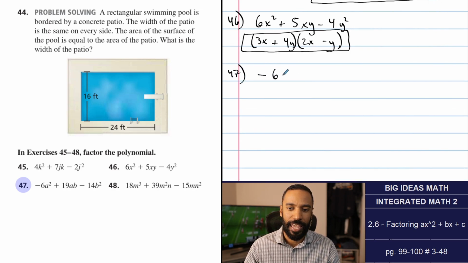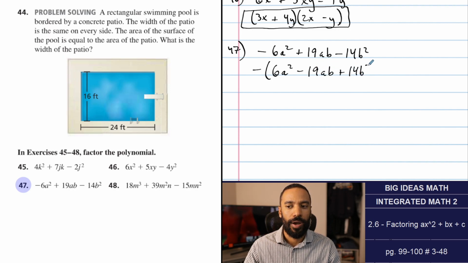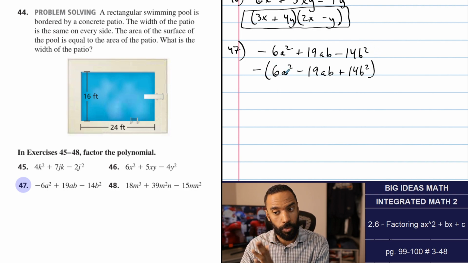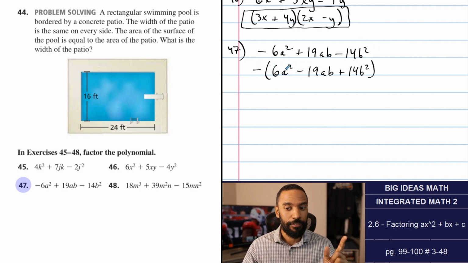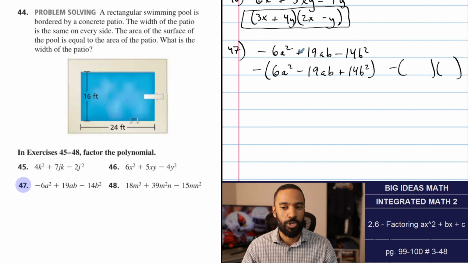Number 47, negative 6a squared plus 19ab minus 14b squared. I'm going to factor a negative out to begin with. And I get negative 6a squared minus 19ab plus 14b squared. You know what? I don't think I mentioned this, and I don't know how much of my audience I still have. You do need to write this step in between first. You can't factor out a negative and go straight to here and look at these numbers, because this needs to be negative and this needs to be positive, and you'll start making mistakes if you don't do that.